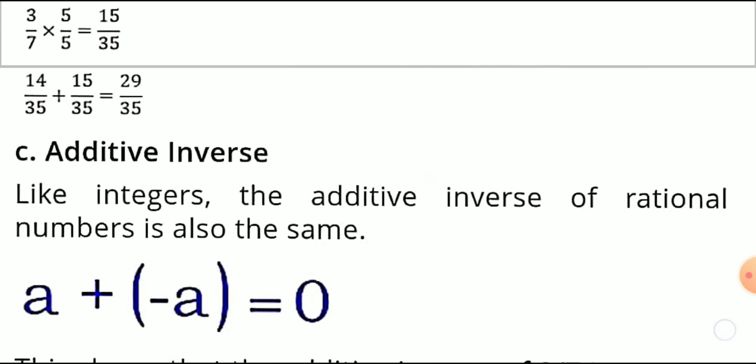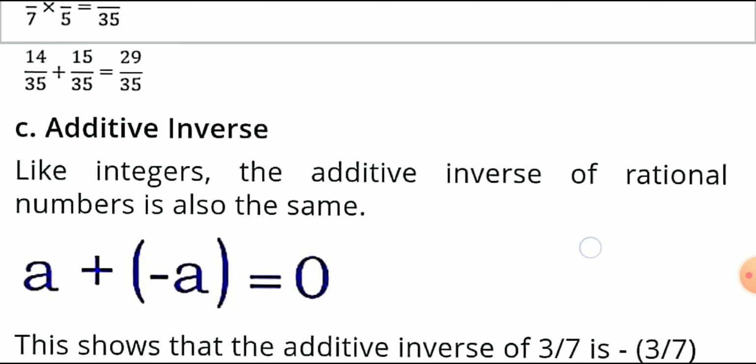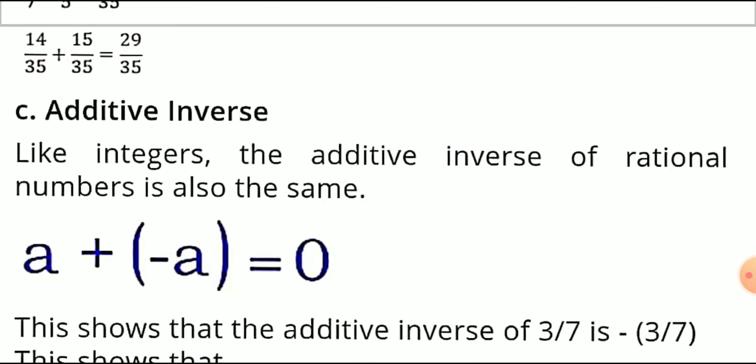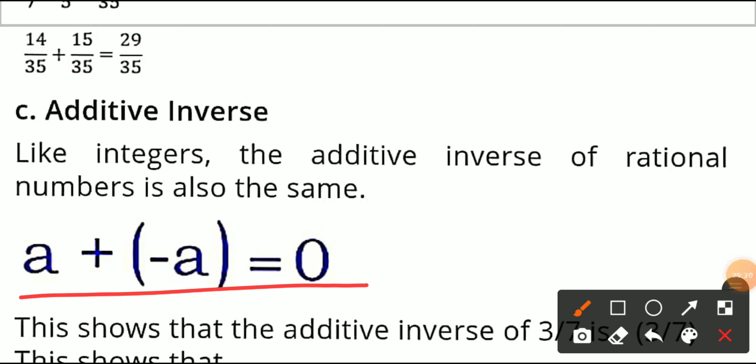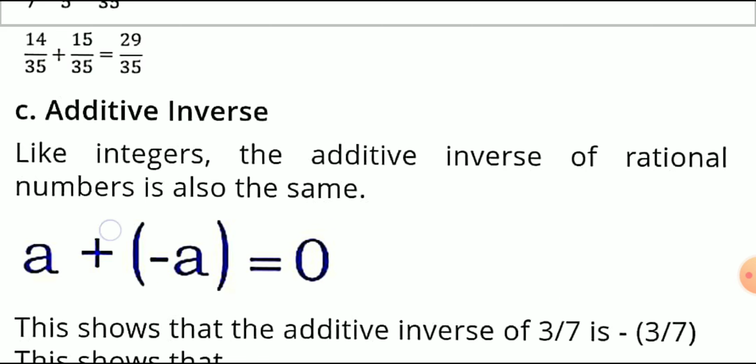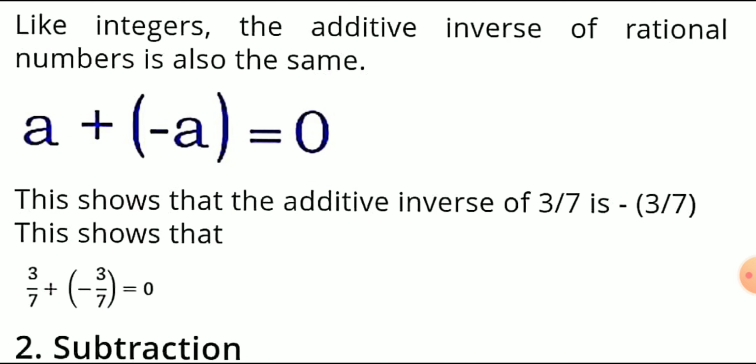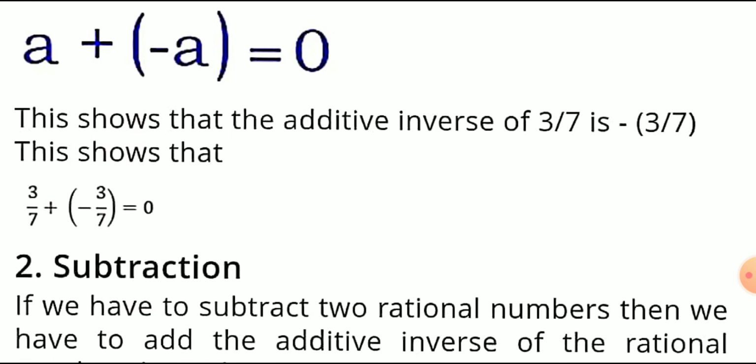Okay, so it shows that the additive inverse of a rational number works the same as for an integer. This is the property which you have to learn in additive inverse: the sum of a number and its additive inverse is always 0. This shows that the additive inverse of 3 upon 7 is -3 upon 7. If we add them, you will get 0.